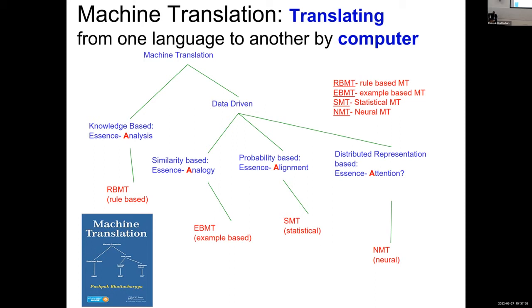Now, we also realized that in rule-based machine translation, analysis plays a very important role. In example-based machine translation, it is analogy which is at the heart of things. In statistical machine translation, it is word alignment which is the foundation. And in neural machine translation, attention plays a very crucial role. So it's an interesting coincidence that in all these paradigms, there is an A word which is the crux of the matter.